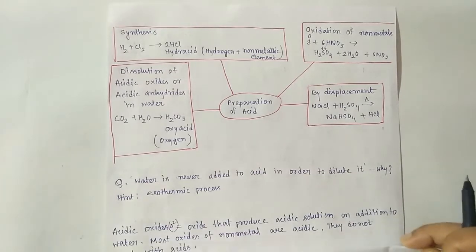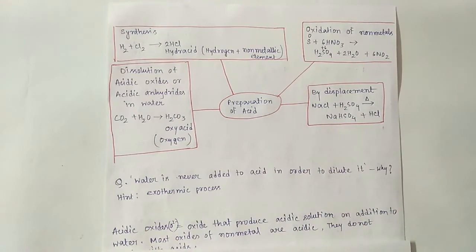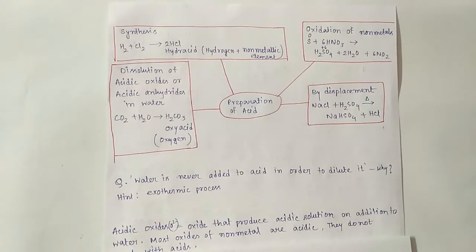Okay, now one question for you: why is water never added to acid in order to dilute it? The hint is, it is an exothermic reaction. Actually you should add acid dropwise to water and just stir it continuously, and this is the safest way, because if you add water to acid, they form an extremely concentrated solution of acid, and it may start to boil. The acid may splash, and if somehow it touches your body, it will create skin burns. Thus, this is very hazardous. So never make this mistake in the laboratory while you do your practical classes.